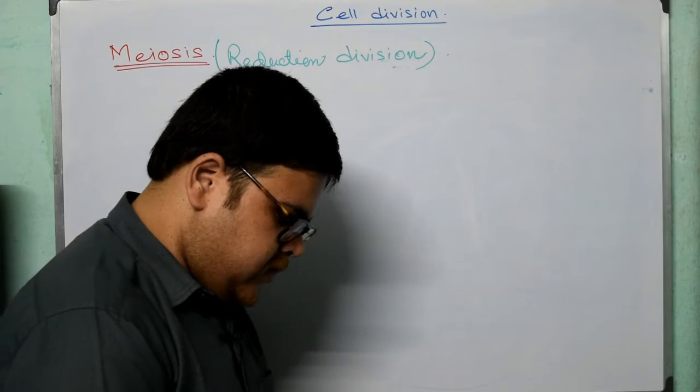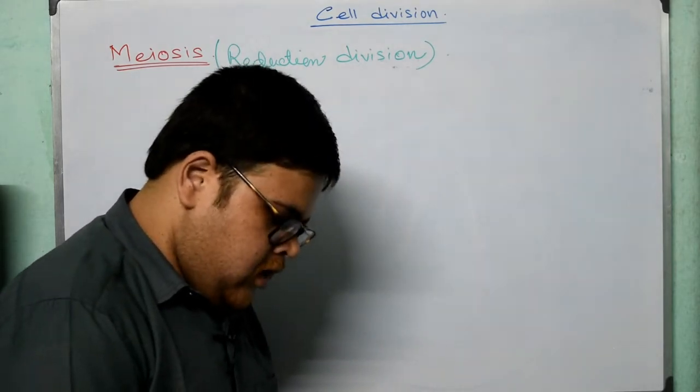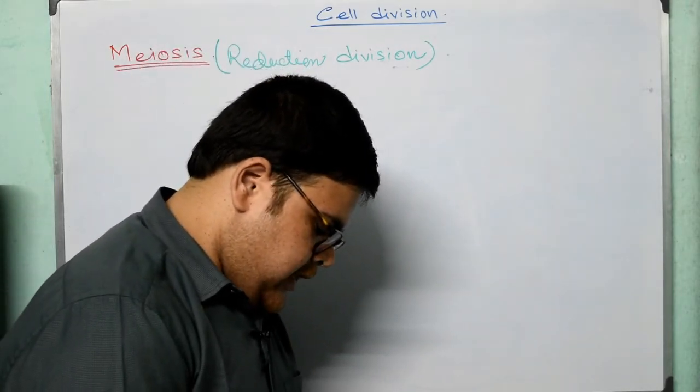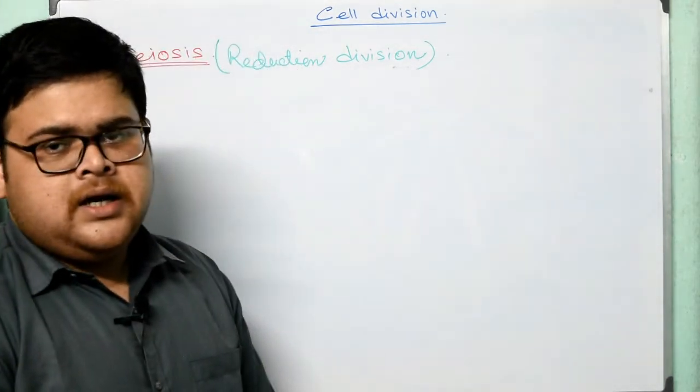The most significant aspect of meiosis is that the number of chromosomes in the sex cell is halved. For example, out of 23 pairs of chromosomes in humans, only a single chromosome, that is one member from each pair, goes into the haploid cell.